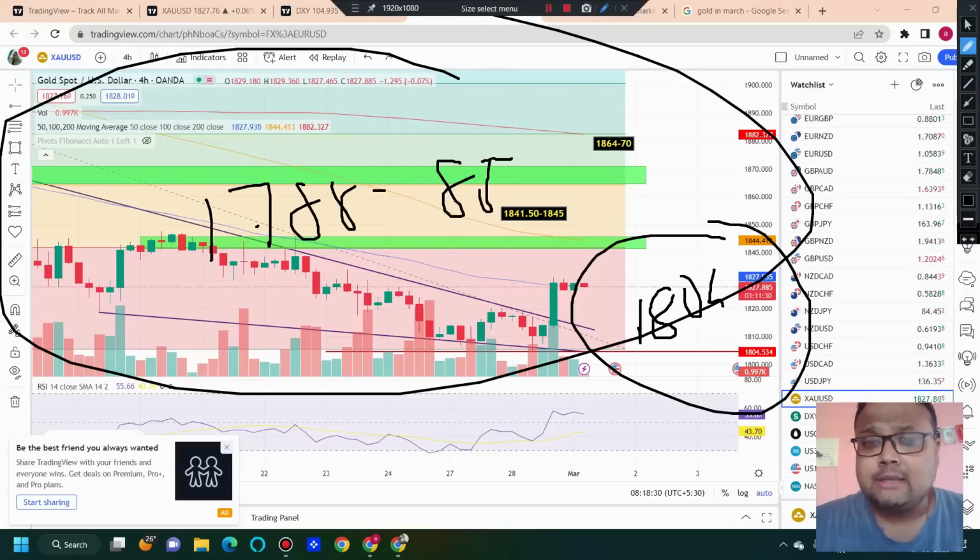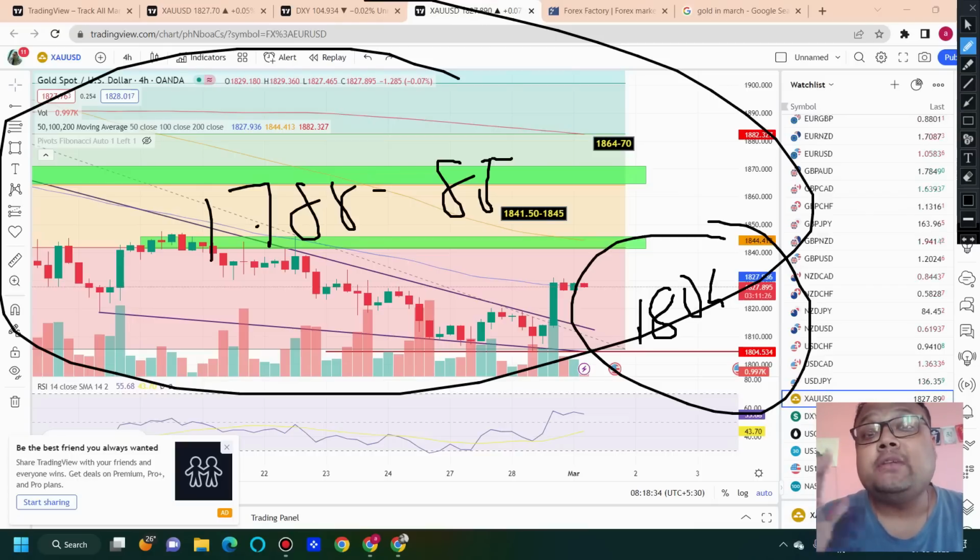So as a result, if the market starts falling again by tomorrow, day after tomorrow, you need to follow the trend of the market. Sell on rise strategy. That's it. And 1805 may work as support. So you need to observe the volatility of the market.